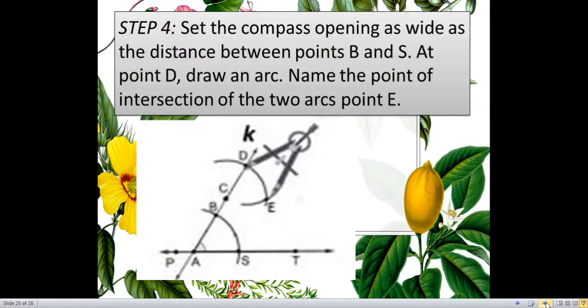And for step 4, set the compass opening as wide as the distance between points B and S. So this is your point D. This time you will now draw an arc at point D. Name the point of intersection of the 2 arcs, point E. Here now is your point E.